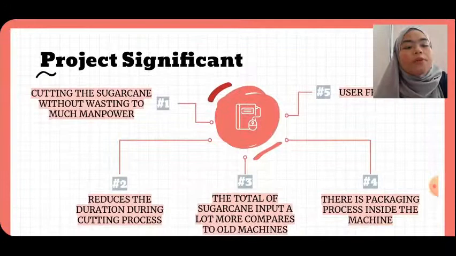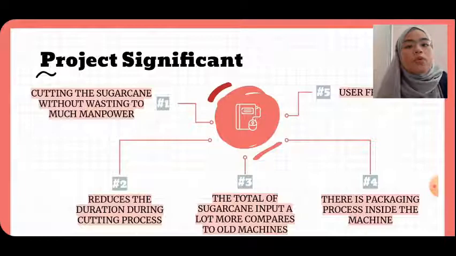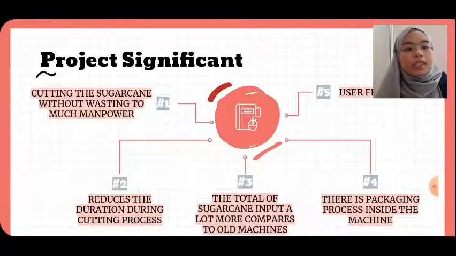For project significance, the first one is cutting the sugarcane without wasting too much manpower. That means when you use the machine from before, the manpower needed is one tool, one person, and maybe 1 to 3 persons for the traditional method. But for the machine, we just need one person only, just to handle the machine's on and off button.